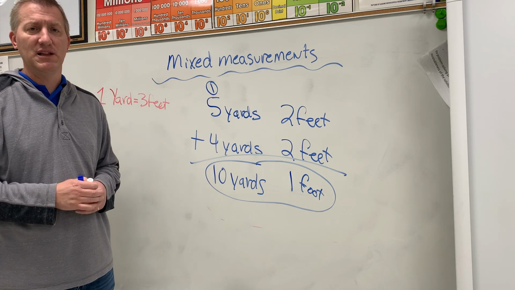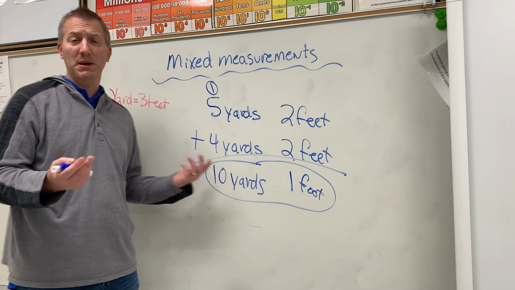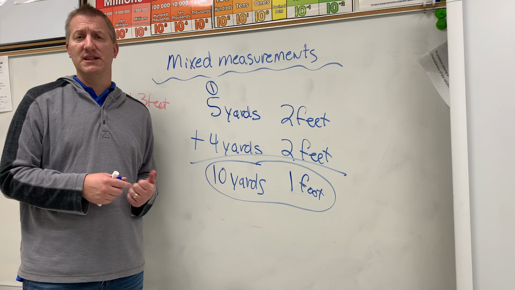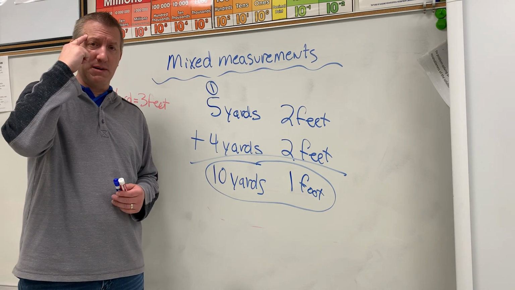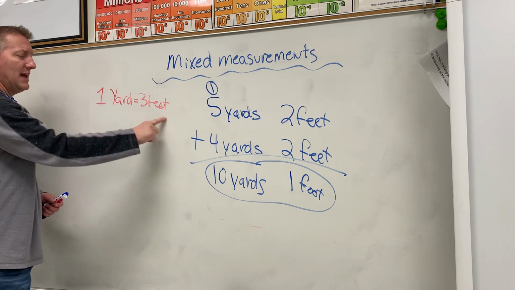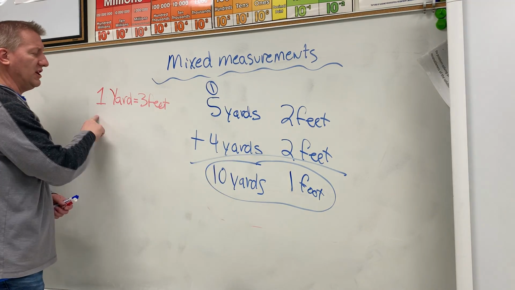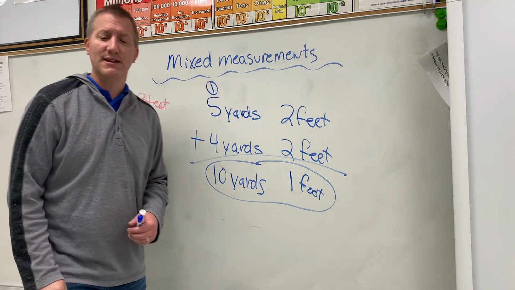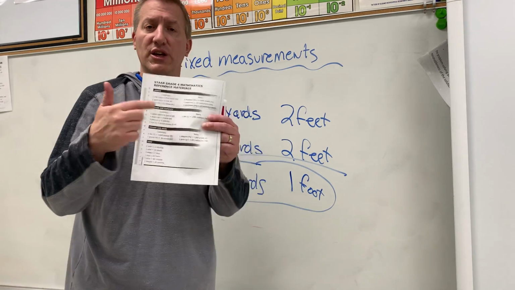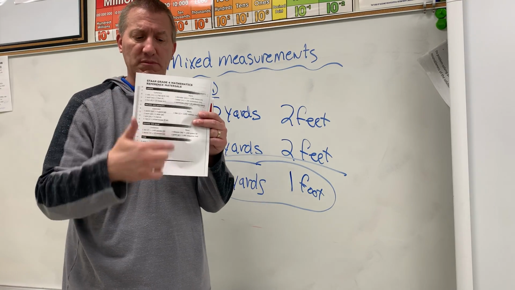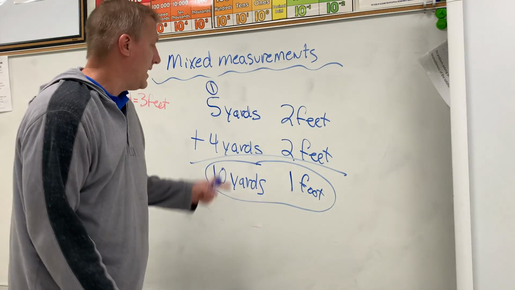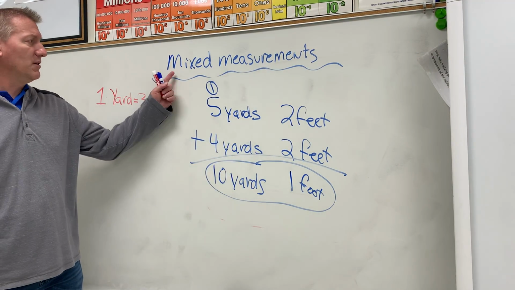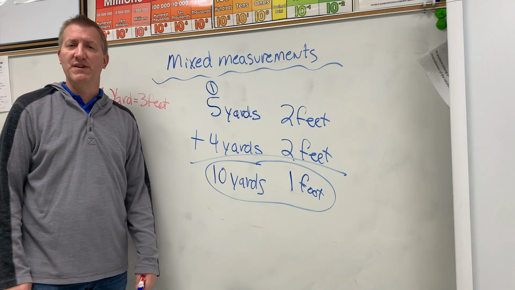Okay, so addition to me is a little easier. Some people think subtraction's easier on these. So they're both pretty easy if you just think about it. You do have to think about it and think about what you're using, yards and feet, and look at those conversions. Use your measurement guide, use this chart, okay? And then it'll make mixed measurements very easy for you.